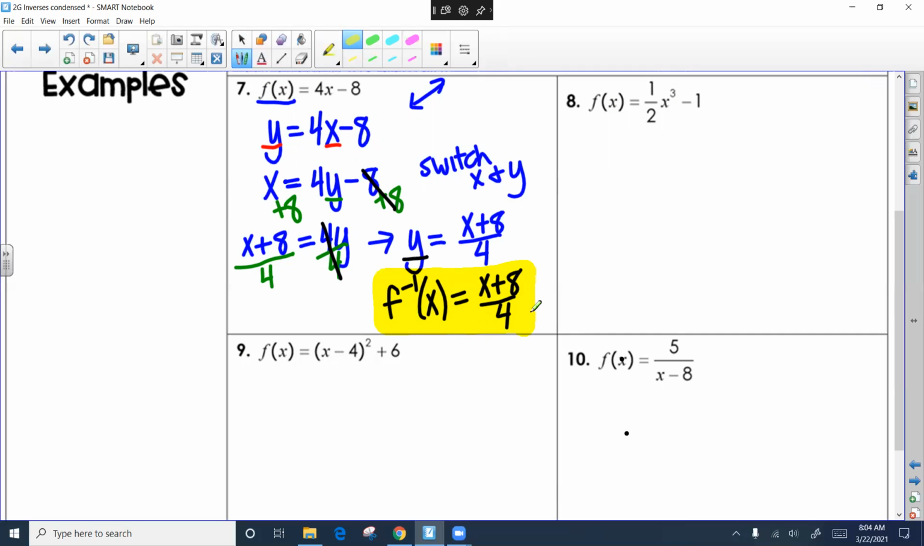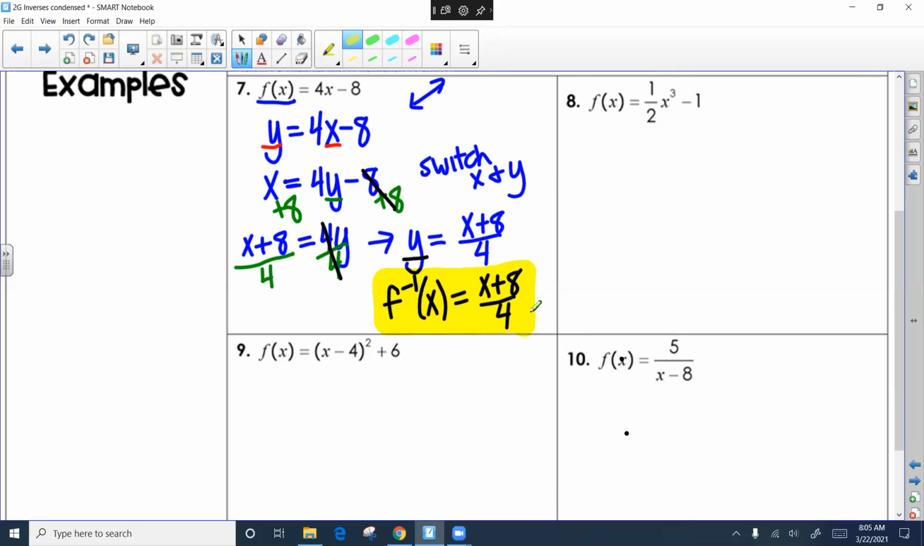Okay, so the algebra itself wasn't too hard there. We just were trying to get the y by itself. So what that means is if I plug in a number here, for example, I can pick any number. If I plug in a 3 for x, my output would be 4. But here, if I plug in a 4 for x, my output would be 3. So the input and output switch.